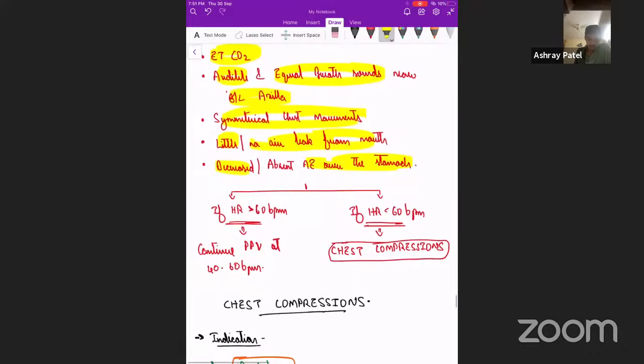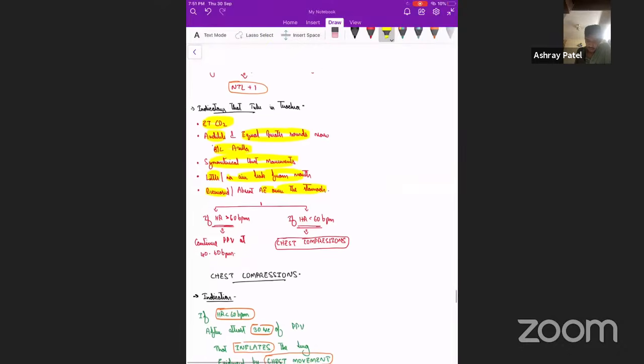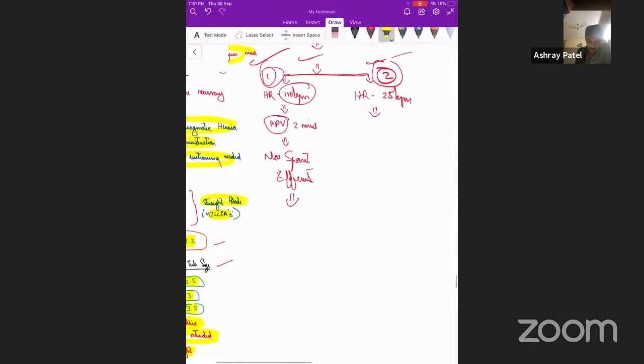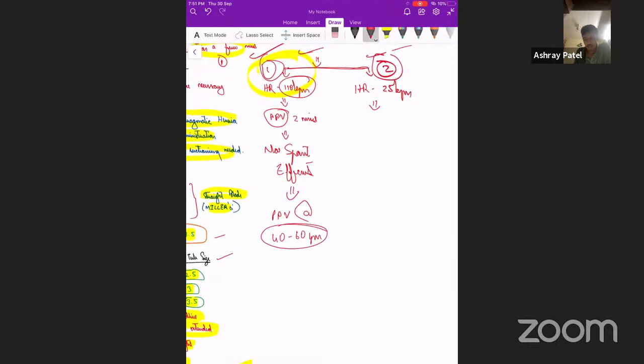Okay, so now let's come back to the case scenario before. If the heart rate is more than 60 beats per minute, as was with our case scenario 1, you continue with your positive pressure ventilation at 40 to 60 cycles per minute, with the ET tube in situ. If heart rate is less than 60 beats per minute, then you start chest compression as well.